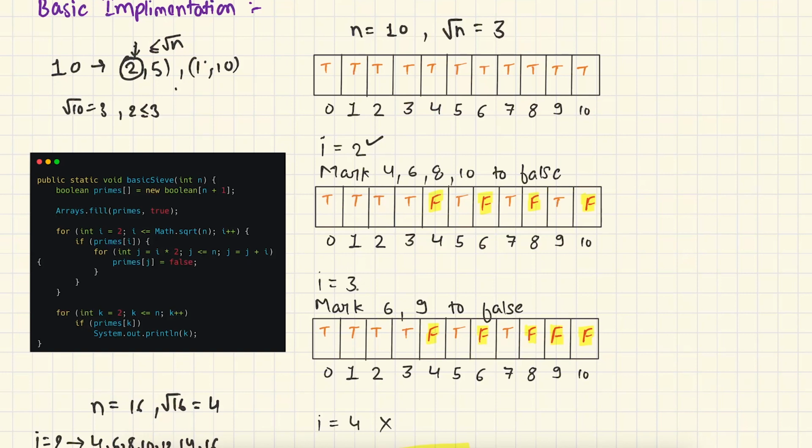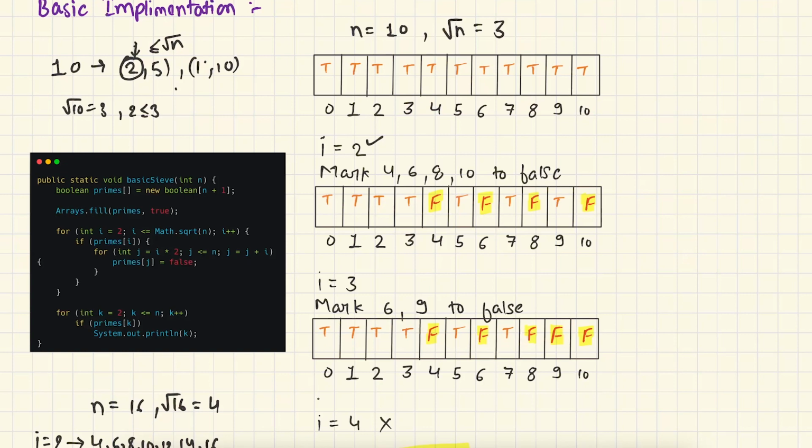We start with 3, and we start at 6 because 3 times 2 is equal to 6, then we move to 6 plus 3, which is 9, and we stop. We mark 6 and 9 as false because 6 and 9 are not prime numbers. Why? Because they have a smaller factor, and that is 3. It means 6 and 9 are multiples of 3, so we are marking them false. So far we have marked 4, 6, 8, 9 and 10 as composite numbers.